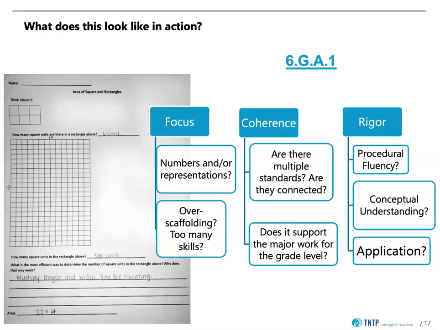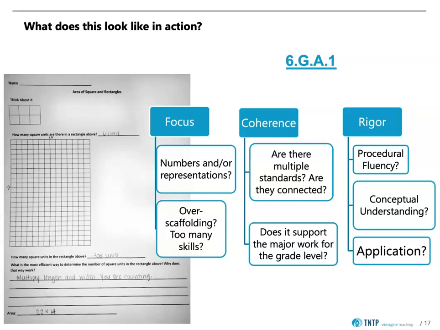So let's see, what does this look like in action to use this tool? How can I use this to make sure that I'm giving students access to grade level assignments? Well, let's say that I'm a 6th grade teacher and I'm planning for next week's instruction. I know that we're getting ready to start our study on area, and I pull out this worksheet that a colleague gave me to use. I'm wondering if this assignment is grade appropriate, so I'm going to use the student work review tool to help me figure it out.